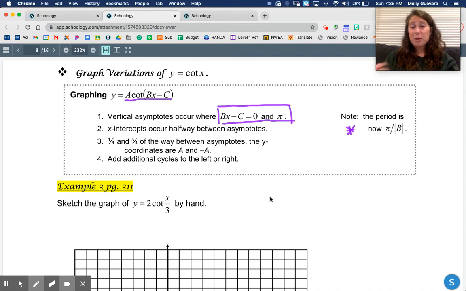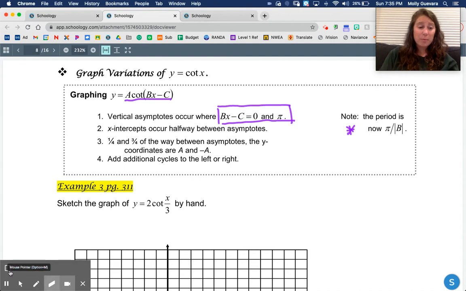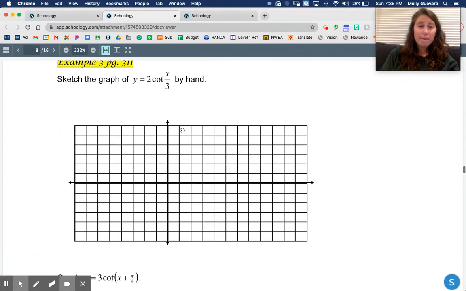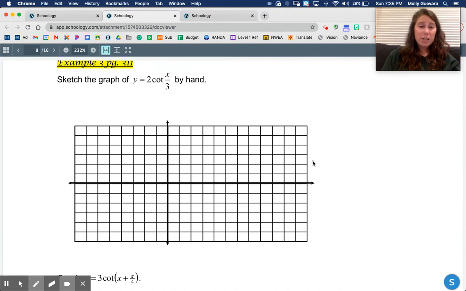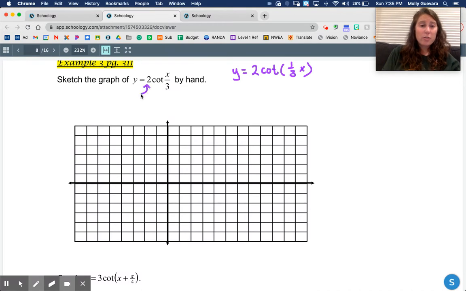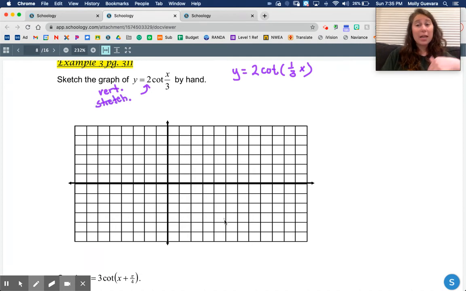But other than that, it's pretty much identical to tangent, so we're just going to jump into the example. It says sketch the graph of y equals 2 cotangent of x over 3 by hand. If that's throwing you off, remember you can always write this as cotangent of 1/3 x, if that helps you. The 2 here is my vertical stretch, so instead of going from -1 to 1, it's going to go from -2 to 2.